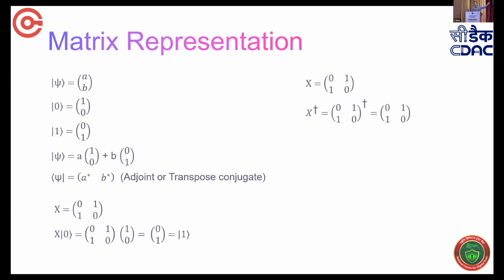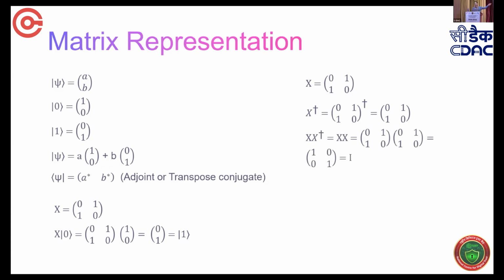Another way is that I can also get the adjoint of the operator. Again, take a transpose, and after the transpose, we can take the complex conjugate. But since they are real numbers, 0 and 1, their complex conjugate will also be 0 and 1. So you can see that after taking the adjoint, it is still X only.